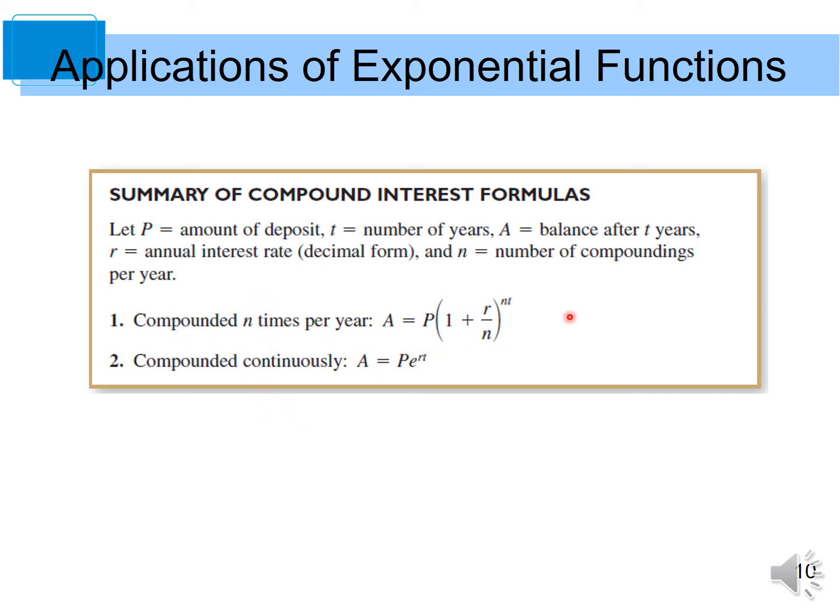We use the first formula when we know the interest is compounded n times. How many times is specified in the question. And for the second formula, the interest is compounded continuously. We have an example on the next page.